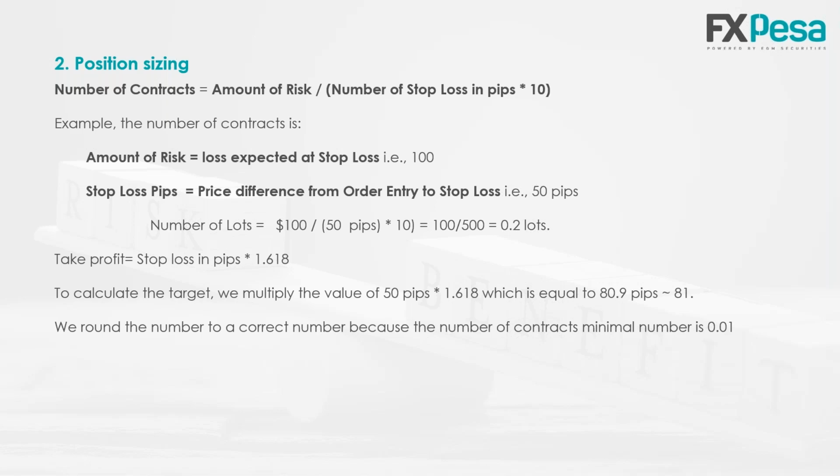And remember, the lot size controls the pip value, right? You use a bigger lot size, then it means that the pip value is bigger. And if the price moves against you by a couple of units, if you have a bigger lot size, it means it will move against you by that amount.